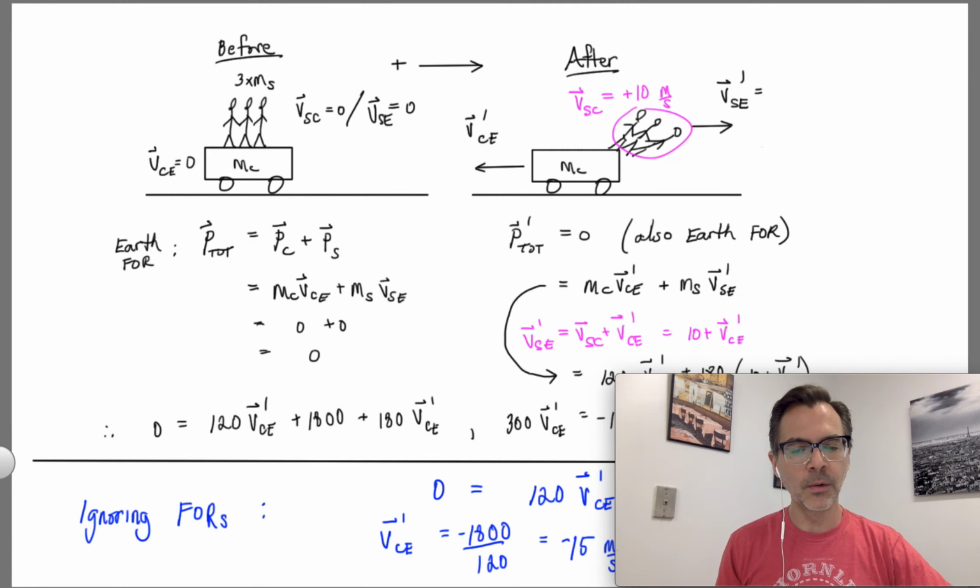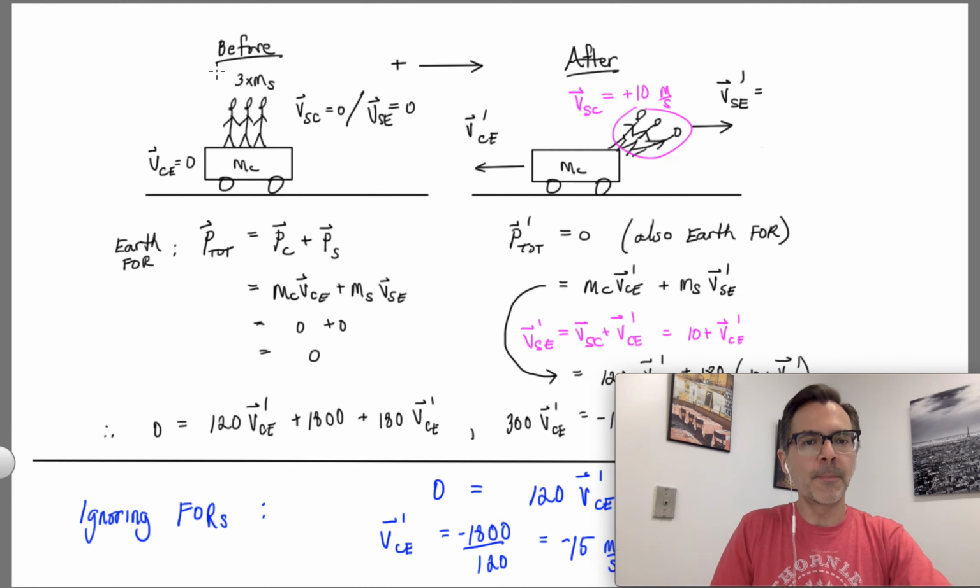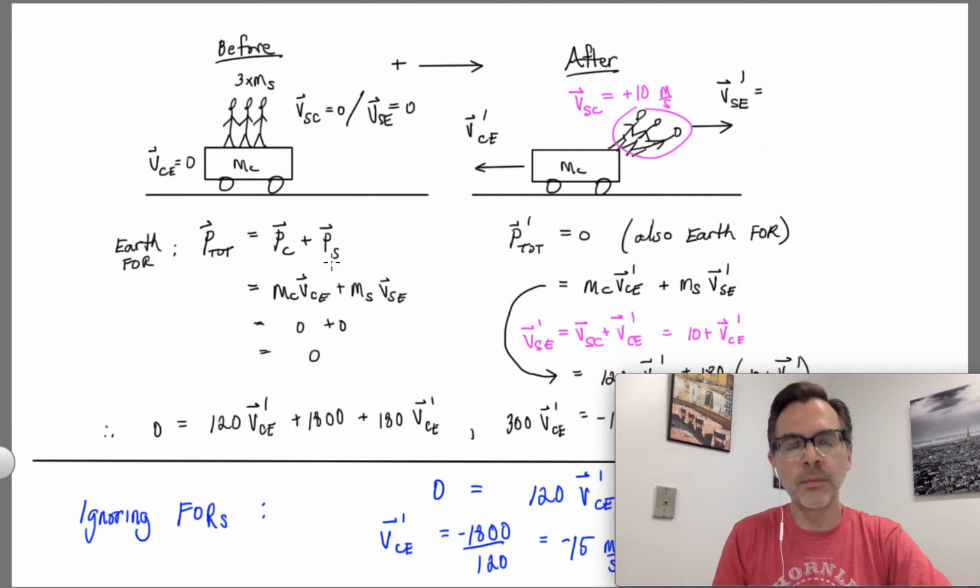Okay, here we are now. Let's take a look. I've drawn a before picture and an after picture, which you should always be doing in these kinds of problems. In the beginning, the cart velocity relative to Earth is 0, the student velocity relative to the cart is 0, and the student velocity relative to Earth is also therefore 0. The total momentum, which is the cart and the student momentum, is therefore 0. Positive direction is to the right.